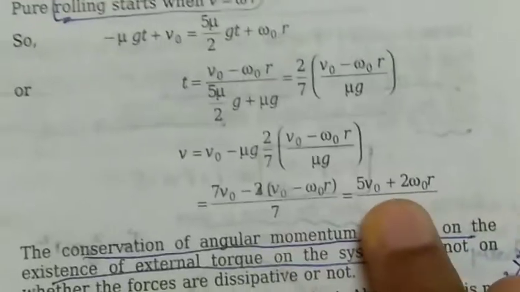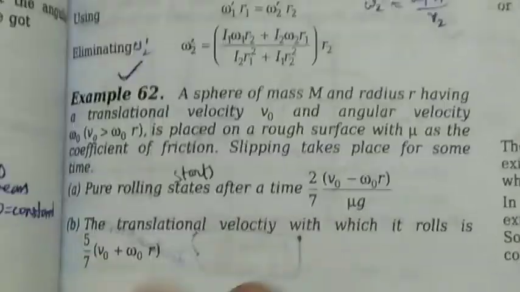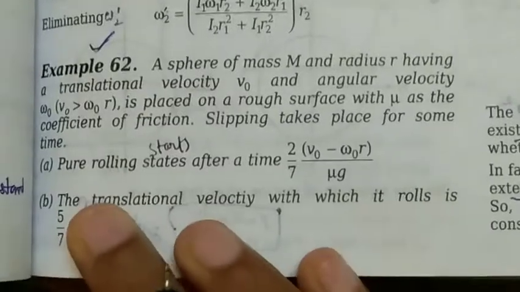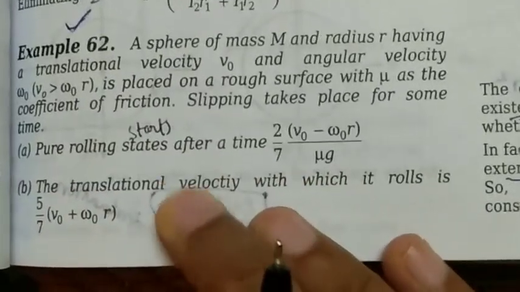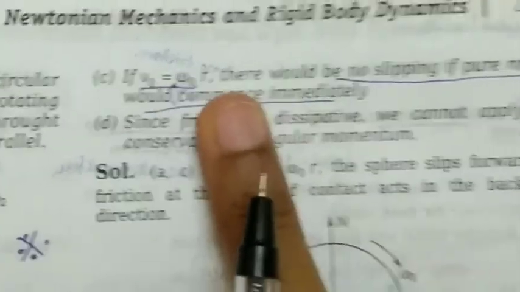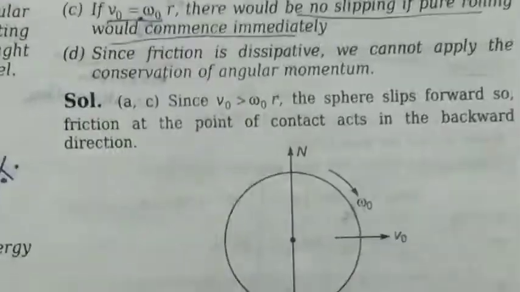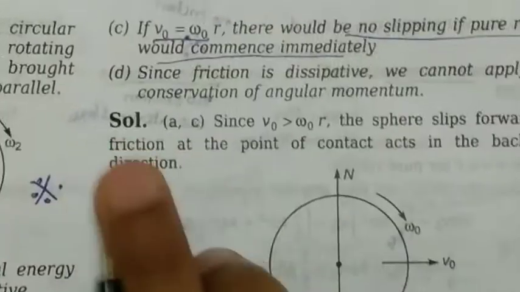So v is nothing but translational velocity, but here it is given 5 by 7 common, v naught plus r omega naught, but here we are having 5 v naught plus 2 r omega naught by 7. Hence this is not possible. B is not the answer option, and C is also true, because when v naught is r omega naught, there will be pure rolling motion as we have discussed earlier. And finally, only A and C are correct, and D is also wrong.